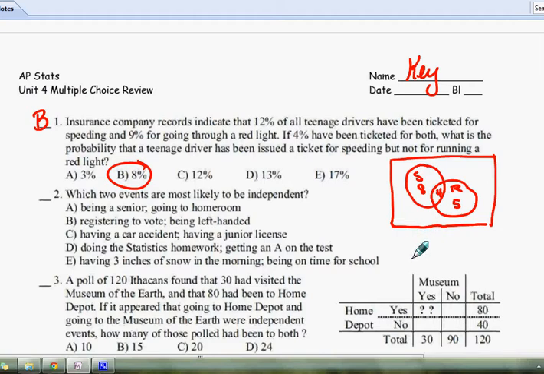Number 2 says which two events are most likely to be independent? Being a senior, going to homeroom? I don't know about that. I have found that is much less likely the older a person gets. Being registered to vote and being left-handed, those have nothing to do with each other. Having a car accident and having a junior license, I could see a relationship. Doing your homework, getting an A on a test, I definitely see a relationship. Having 3 inches of snow and not being on time for school. So the one that I see has the fewest amount of relationship is B.